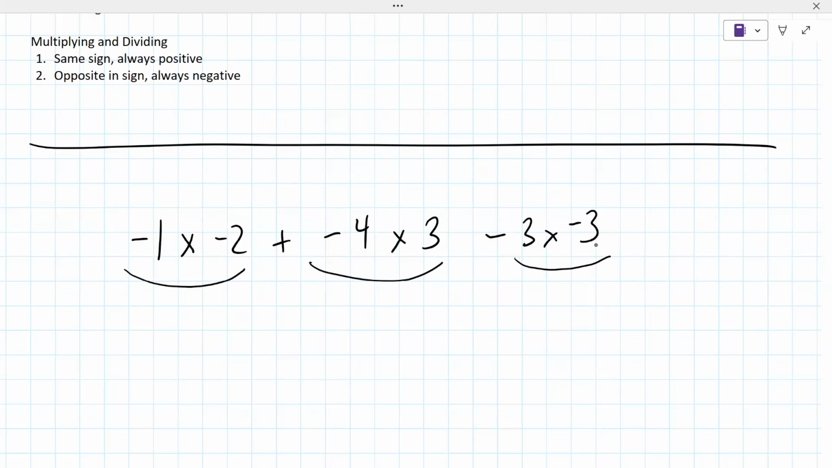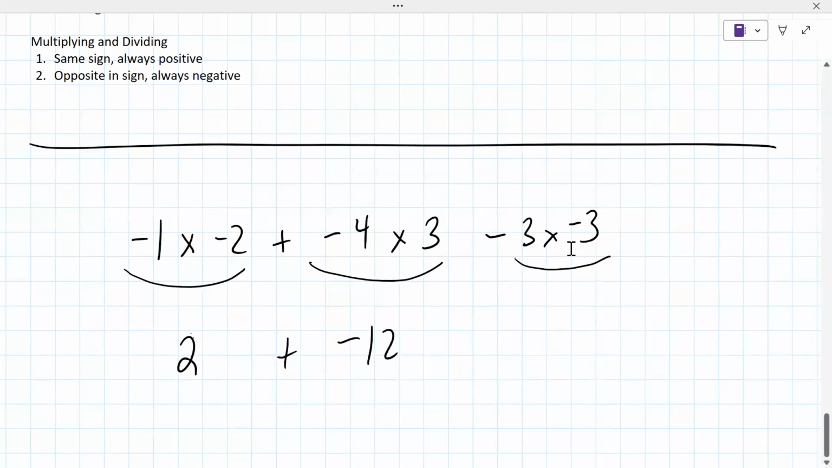Okay, so multiply. So this would still be negative 2, negative 12. Give me the individual results before you proceed. My results: the first one was negative 2, but because they're both negative, if they're the same sign, it's always positive. Oh, sorry, positive 2. Now these are opposite in sign, so that would be negative 12.